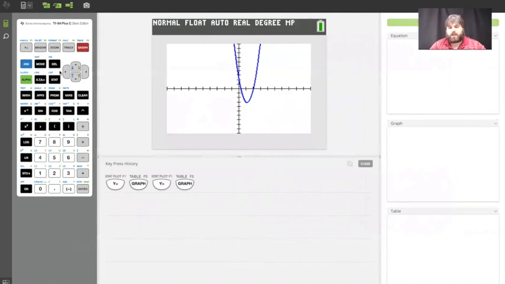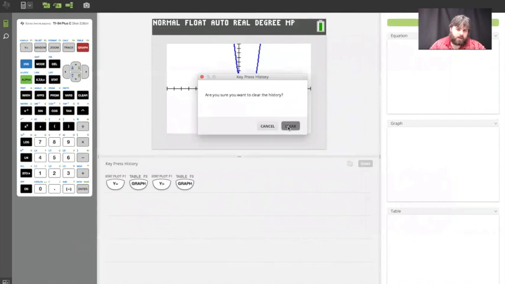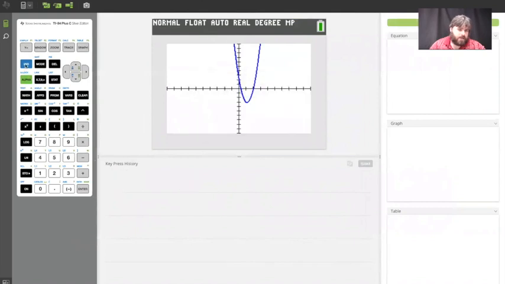So let's look at the 3 things. First thing I want to be able to do is find the vertex. All right, so you got to really become familiar with this second trace button. This is your calculate button. I'm going to go ahead and clear my key history here. You'll be able to see it down below.